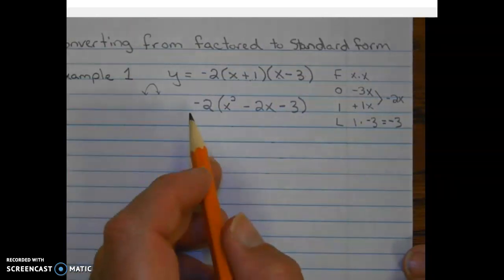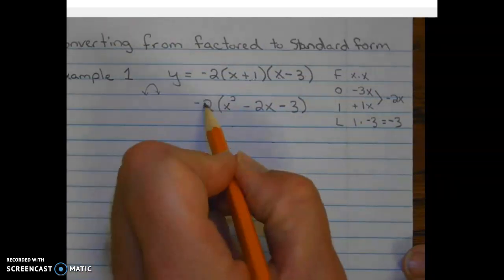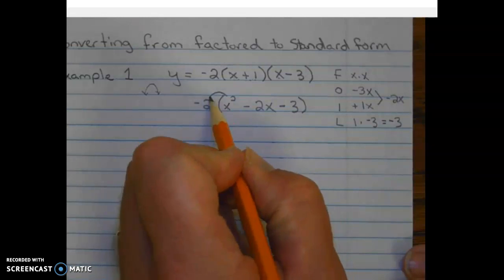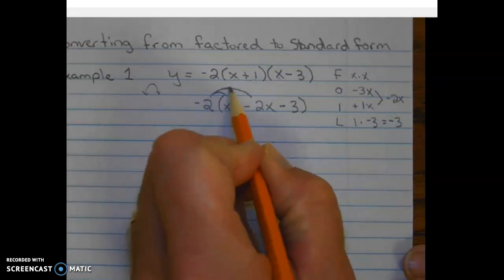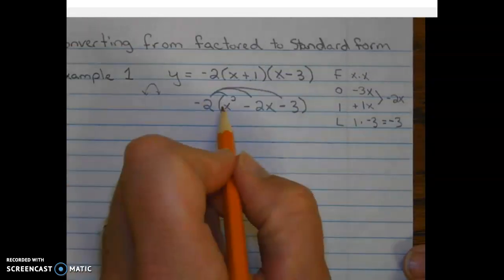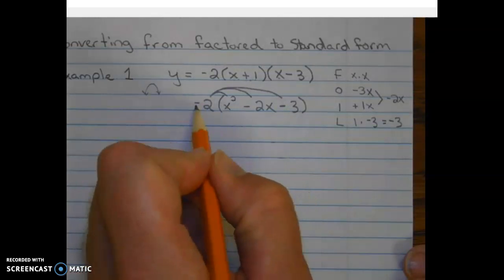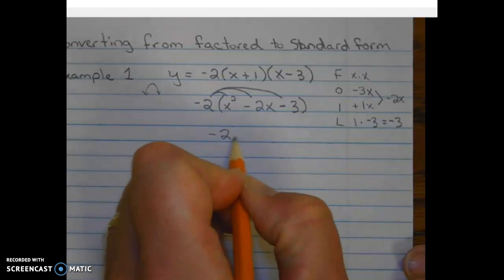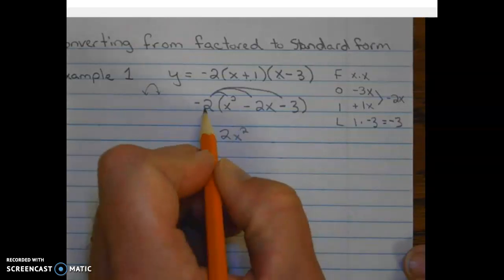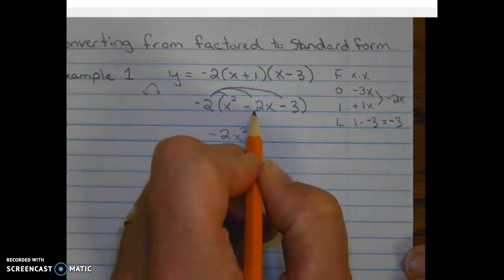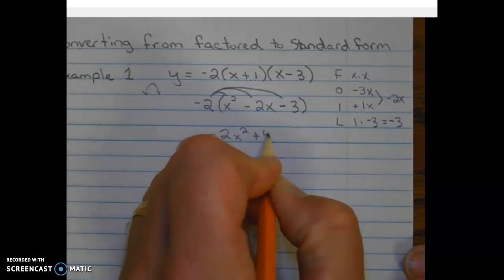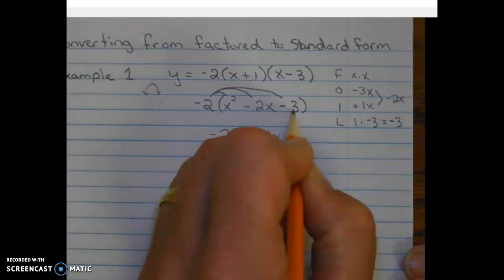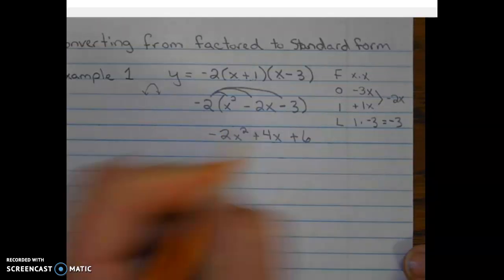The second thing we would do here is we're going to distribute the a value to all three terms. So this is a coefficient of 1, so -2 times 1x squared is -2x squared. -2 times -2x is positive 4x. -2 times -3 is positive 6.